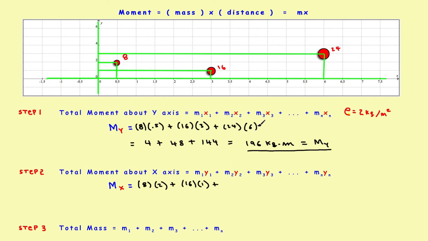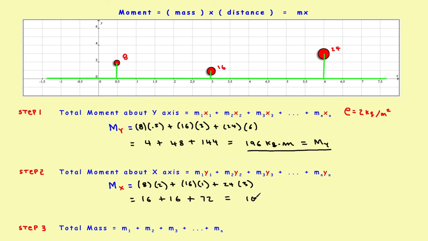And then finally, I've got this mass times this distance, so 24 times 3. So this one's going to be 24 times 3. And we'll just concentrate on those x distances this time. So this one's going to be 16 plus 16 plus 72. And if you add all these up, you'd come up with 104 kilogram meters. And that's going to be the total moment about the x-axis.